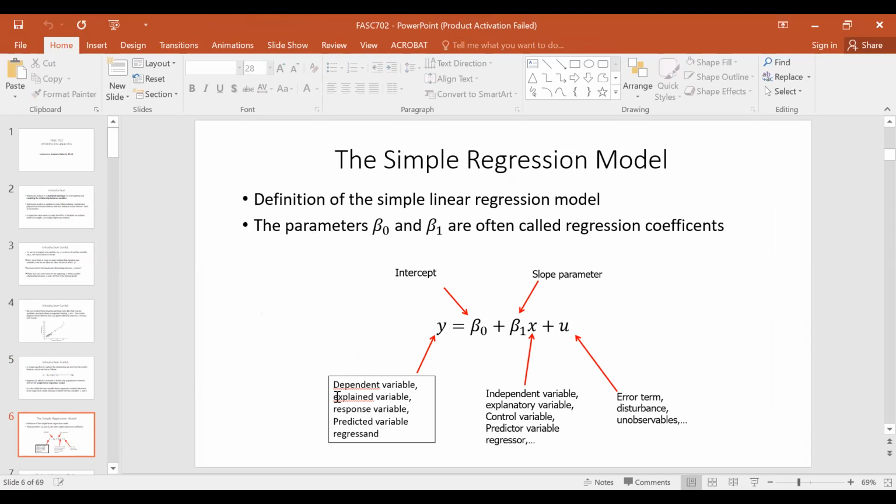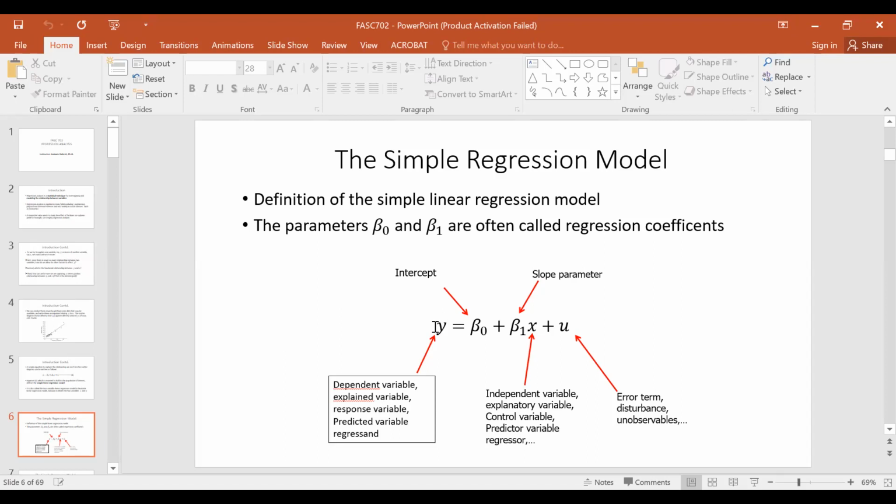It is also called explained. For example, I want to explain your salary using your level of education. So it is an explained variable. It is also called response variable. How does the harvest of maize respond to fertilizer use? So the harvest is a response variable. It is also a dependent variable because the harvest depends on the fertilizer.